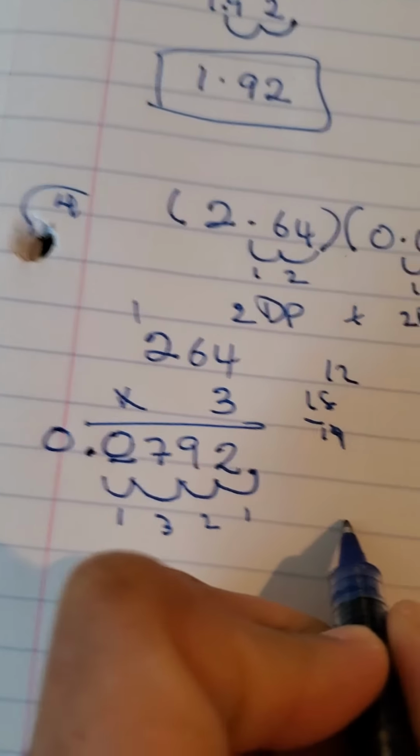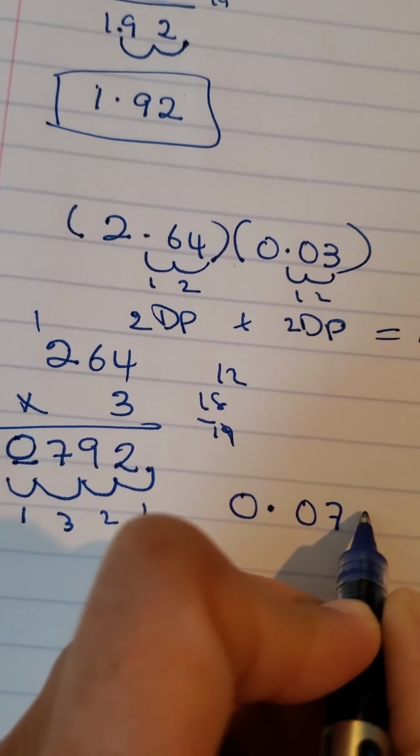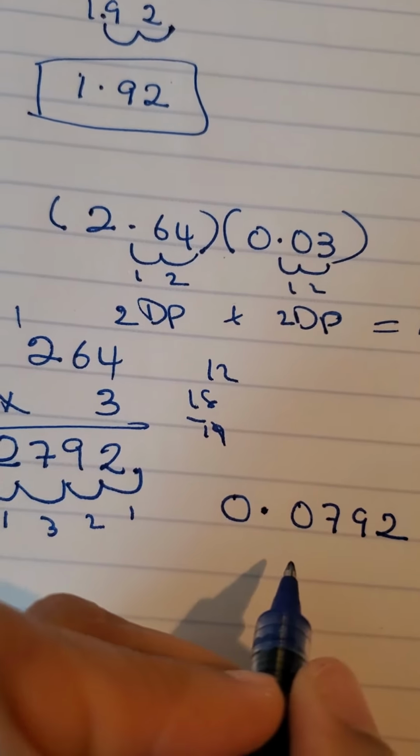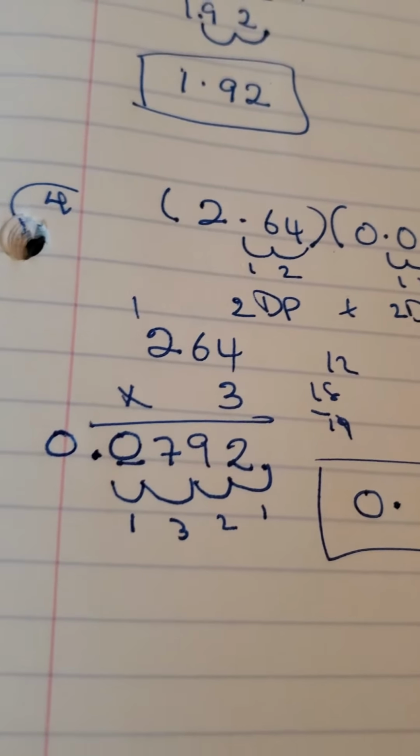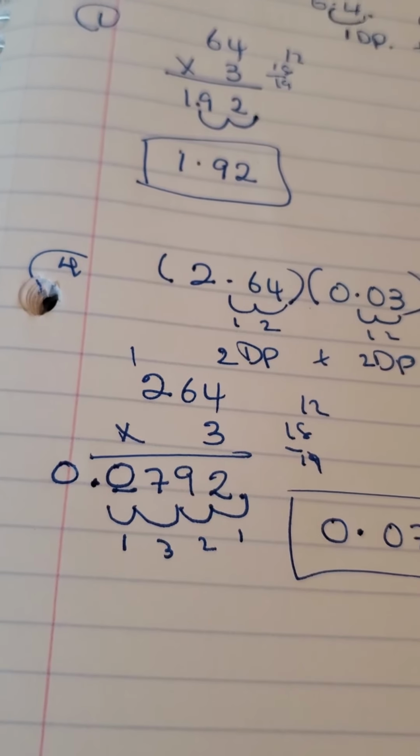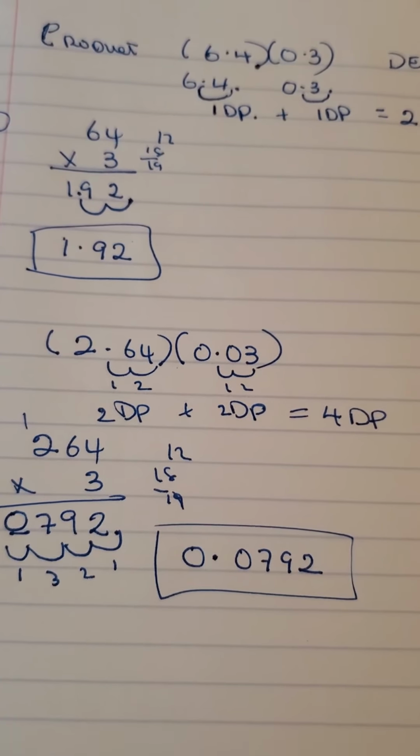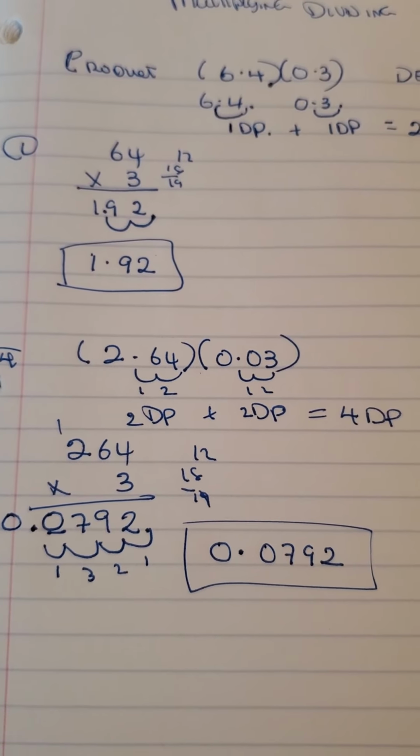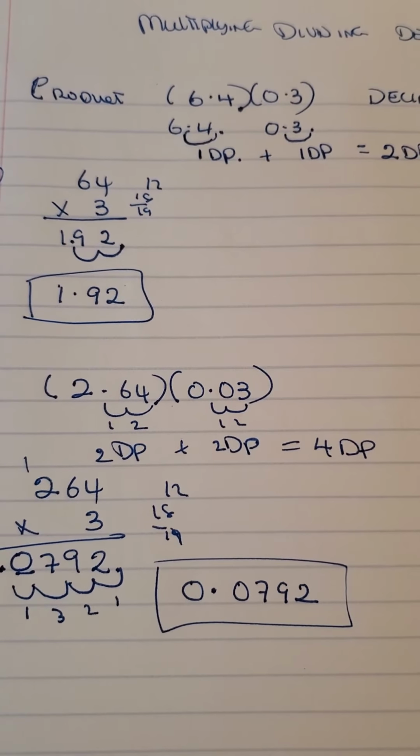So my answer here is 0.0792. I should check that because, you know, guys, my multiplication off the cuff is not great. Check it, and if you see an error, just shoot me a message so I can remove the video and do a better one.